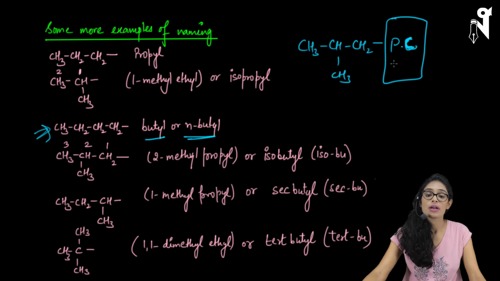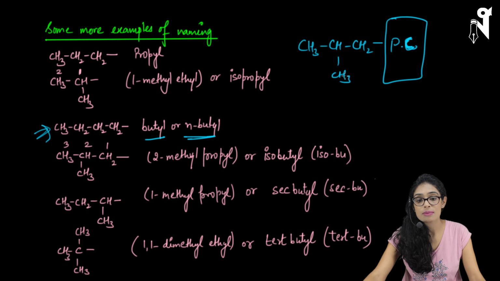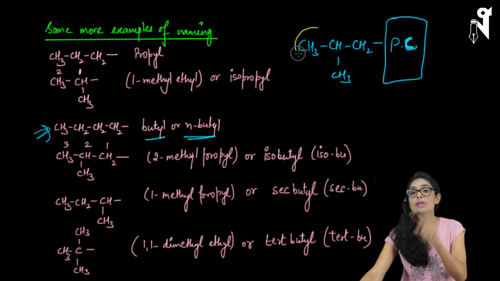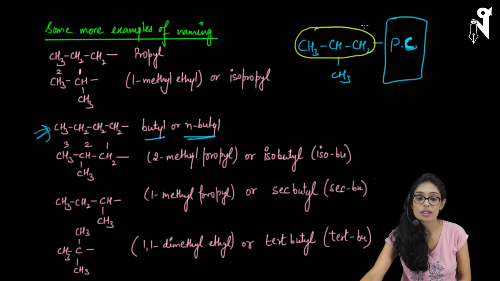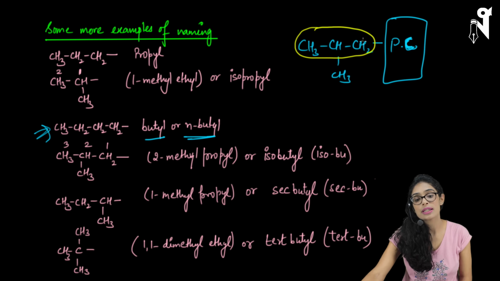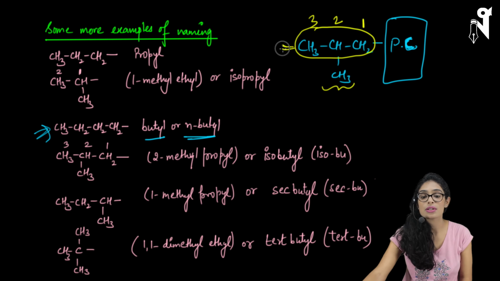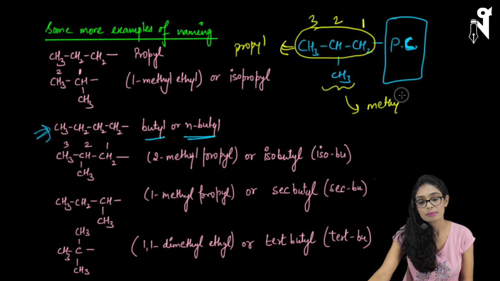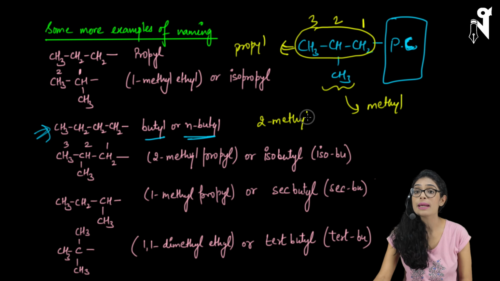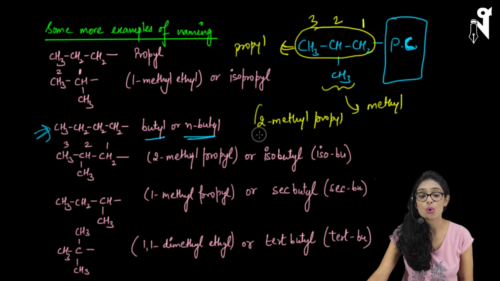So in that case, how will I name this branch? Again, as I mentioned, find the longest possible chain. This is my longest possible chain of my branch. Numbering starts as 1 from the carbon which is directly attached to the principal chain. So this is 1, this is 2, this is 3. The CH3 is acting as a branch. The name of this part is propyl. The name of this CH3 is methyl. Where exactly is this methyl present? On the second carbon. So the name will be 2-methyl propyl. This is going to be the name of my branch. The common name will be isobutyl.